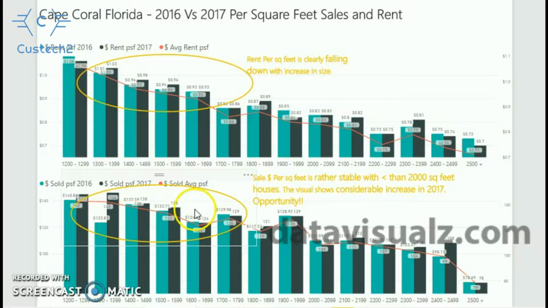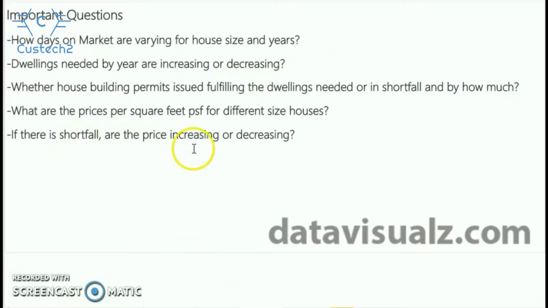But overall, you can see that the prices are increasing in 2017, and that could be an opportunity, and that is also clearly what we predicted when we saw that the demand is increasing. It was clear that the price should also increase, and that's what we can see here, and that's very visible here in 2017. Now finally, to what extent are the prices increasing? And let's see this in the visual.